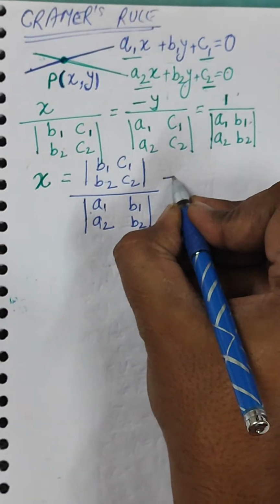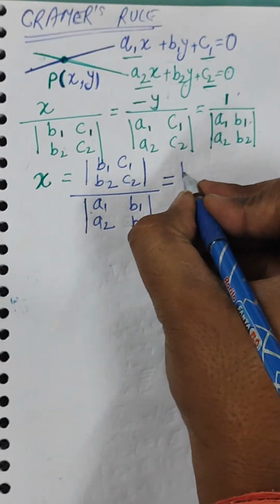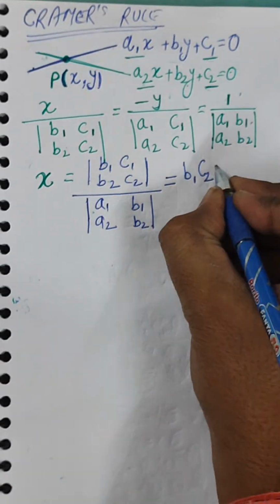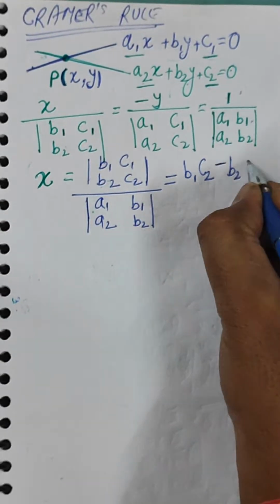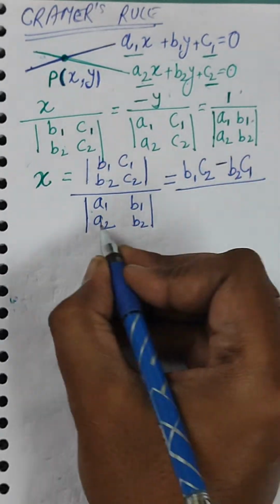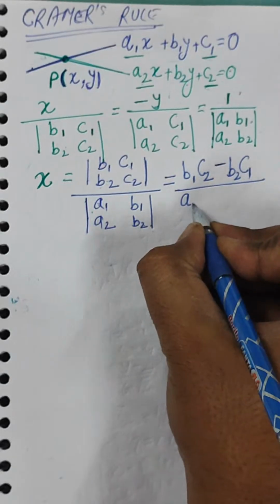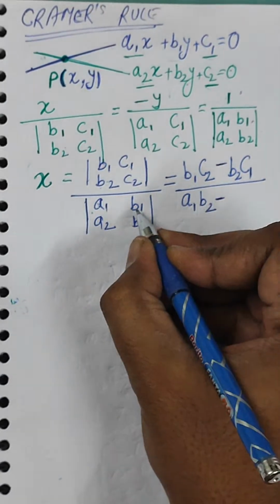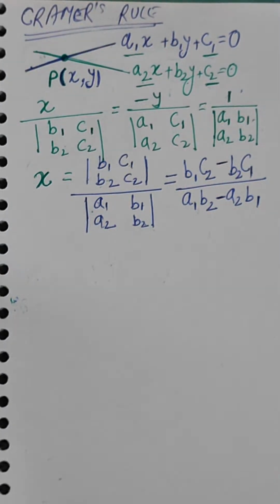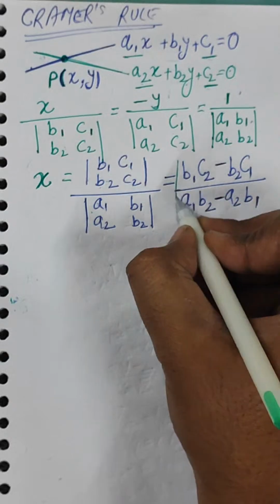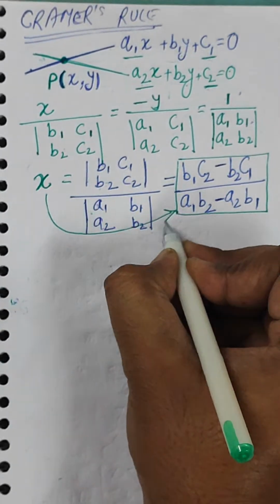That is, from here we can write b1 times c2 minus b2 times c1, divided by a1 times b2 minus a2 times b1. So this is the coordinate of x, this is the coordinate of x, right?